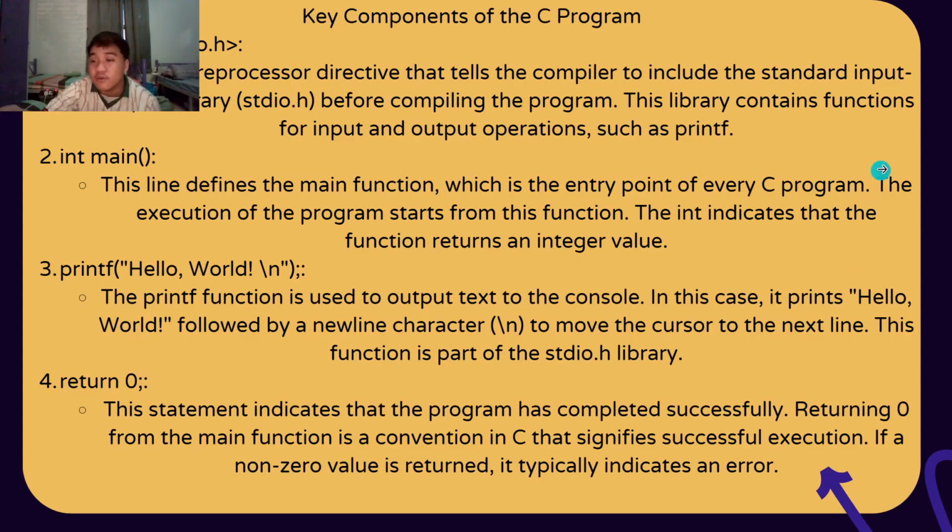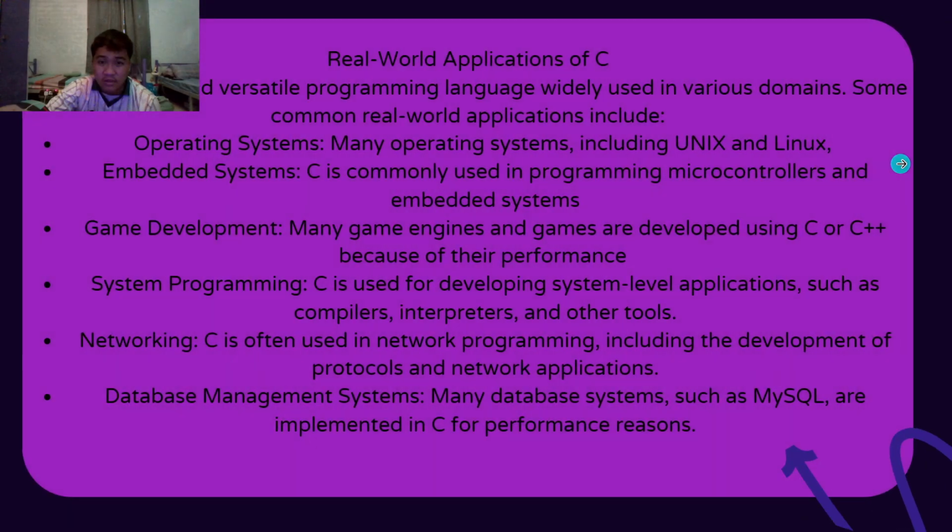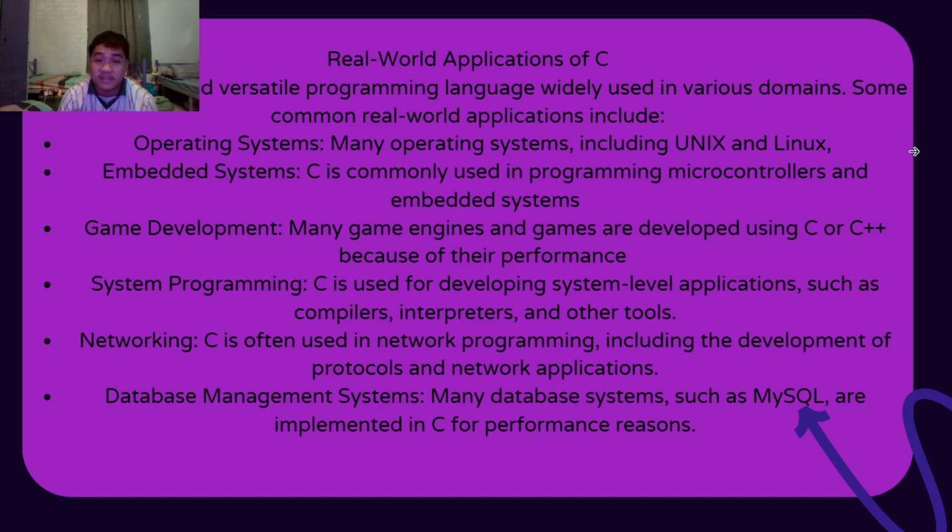Then we're going to go to the real world applications of C. C is a powerful and versatile programming language that is widely used in various domains. The first one is operating systems, such as Unix and Linux. The second one is embedded systems. C is commonly used in programming microcontrollers and embedded systems nowadays in industry.